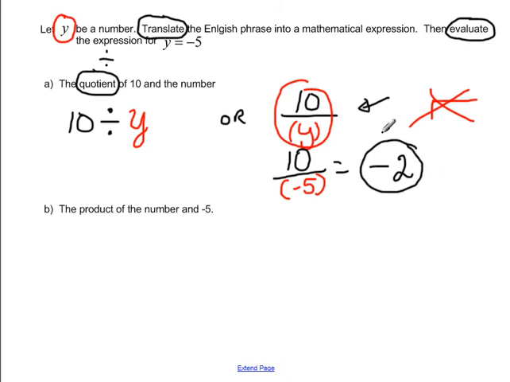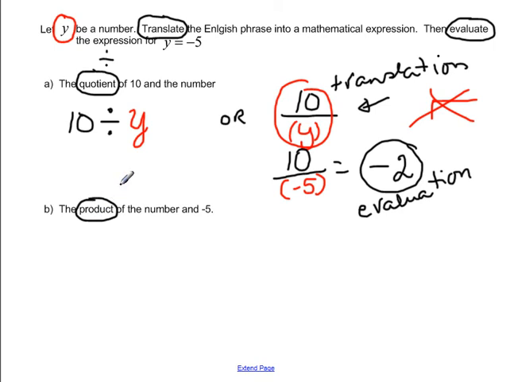So keep track of which part is the answer to which. Here's my translation. That's the translation. And here's from the evaluation. It's important that we know which is which. Okay. The second problem, the product of the number and -5. Now we have a different word here. The product. Whenever we see product, product is talking about multiplying. So the product of the number and -5.